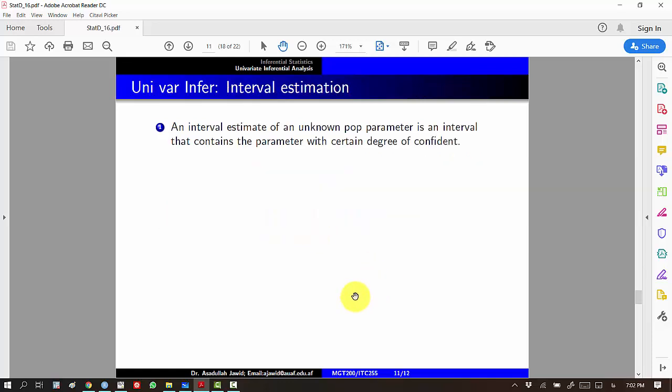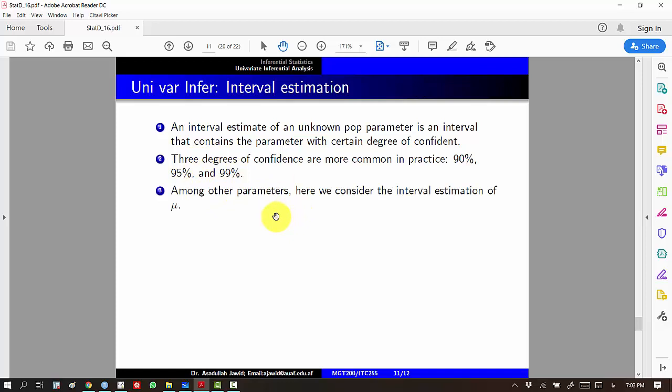The second univariate inferential analysis technique is called interval estimation. An interval estimate of an unknown population parameter is actually a numerical interval that contains the parameter with a certain degree of confidence. Three degrees of confidence are more common in practice. There's the 90% confidence interval, the 95% confidence interval, and the 99% confidence interval. Among other parameters, here we consider the interval estimation of mu, which is the population mean.